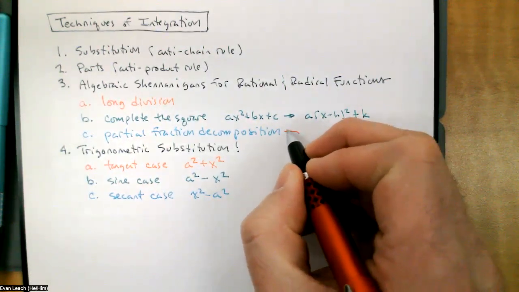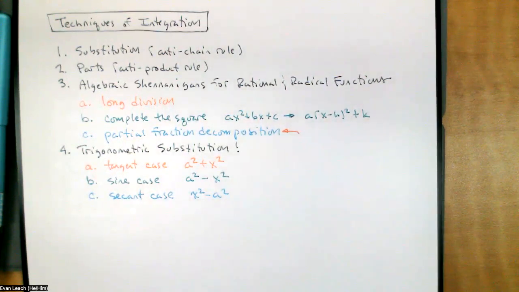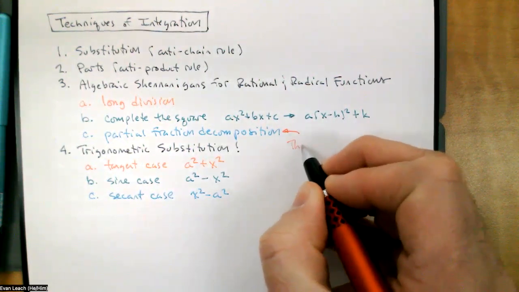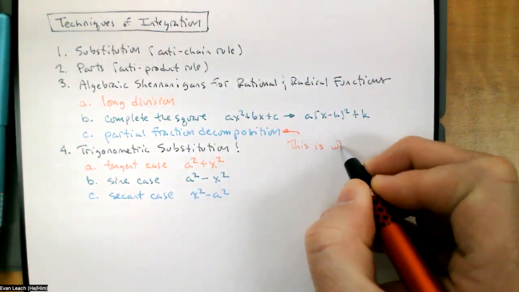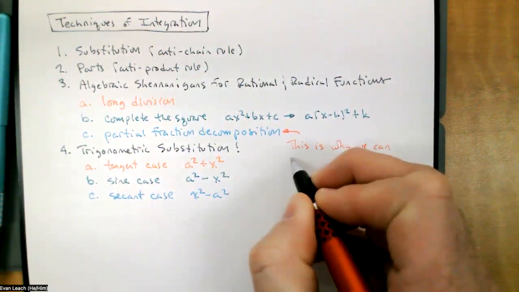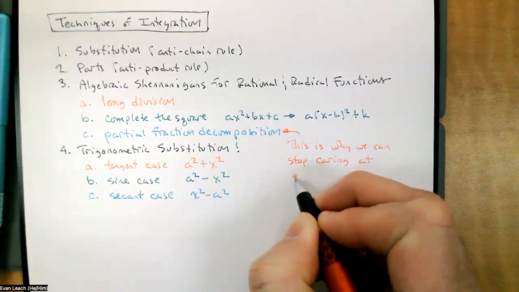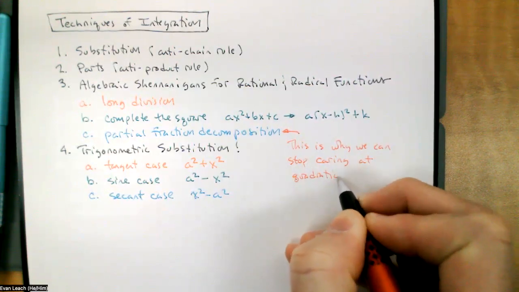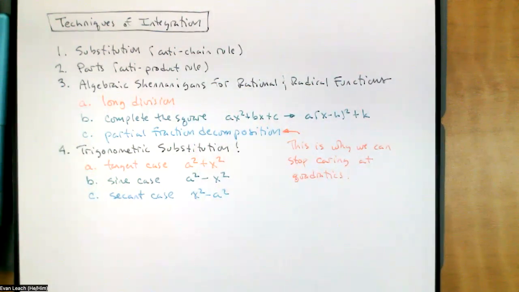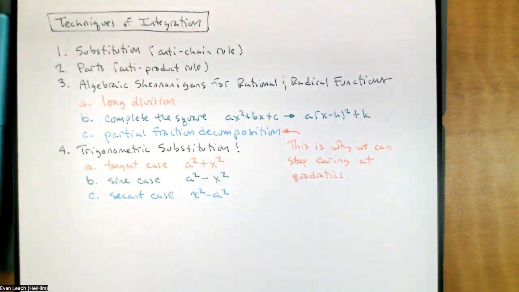And it really comes down to partial fraction decomposition. This is why we stop caring at quadratics. This partial fraction decomposition is really the reason that we can stop caring at quadratics. We care about linear stuff. We care about quadratic stuff. After that, it's just linear and quadratic.